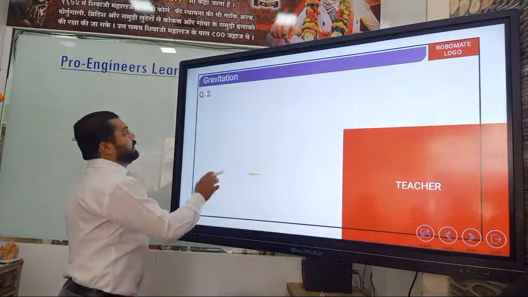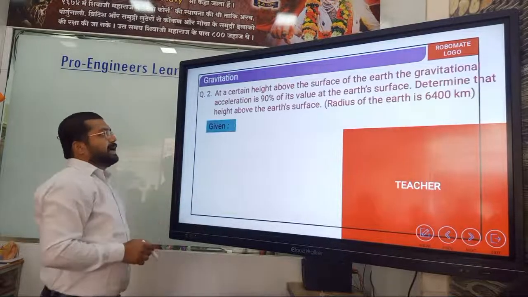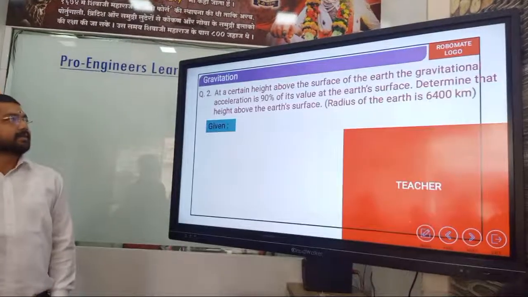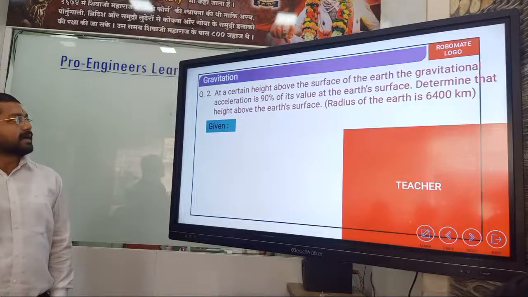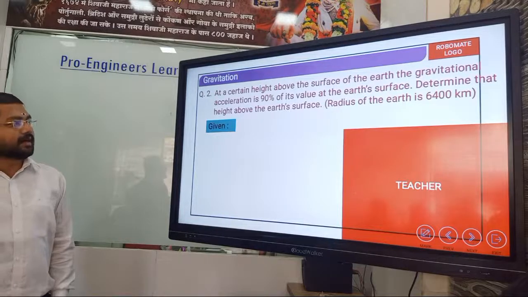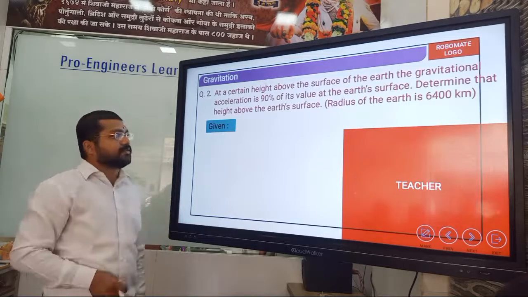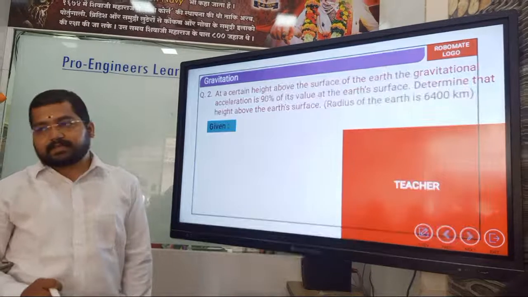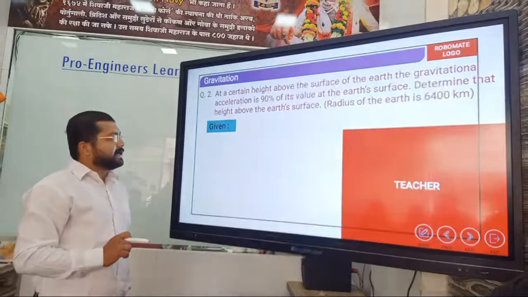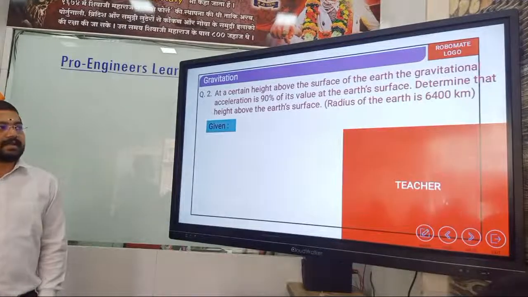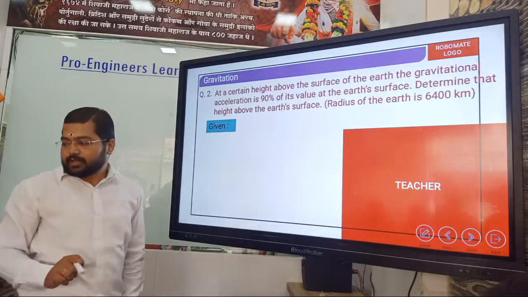Now the question number 2: at a certain height above the surface of the Earth, the gravitational acceleration is 90% of the value at the Earth's surface. Determine the height above the Earth's surface, and the radius is 6400 kilometer.